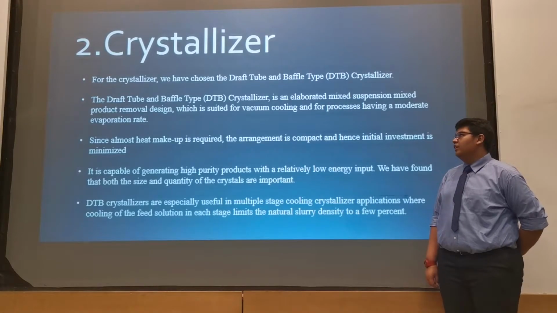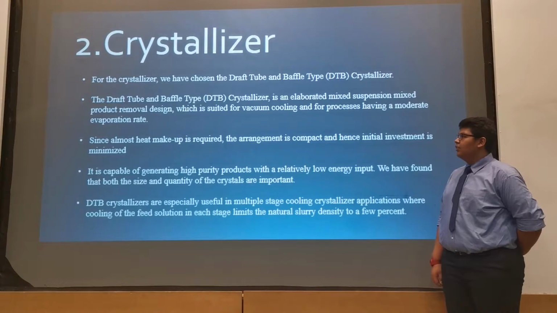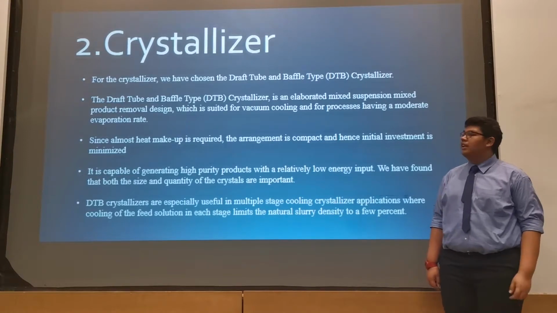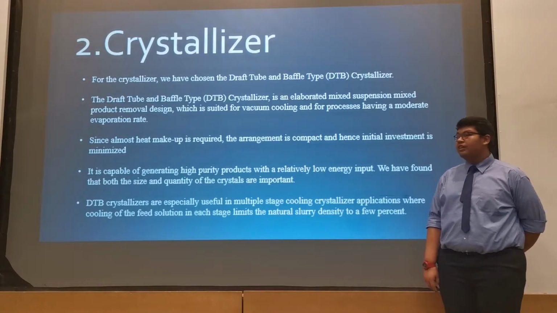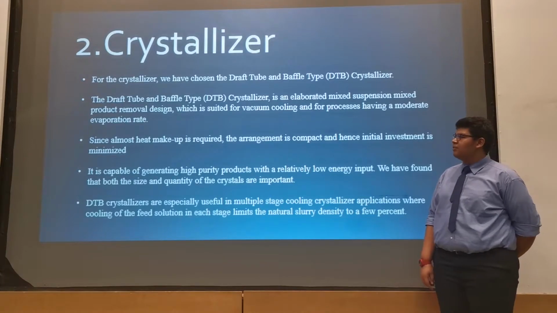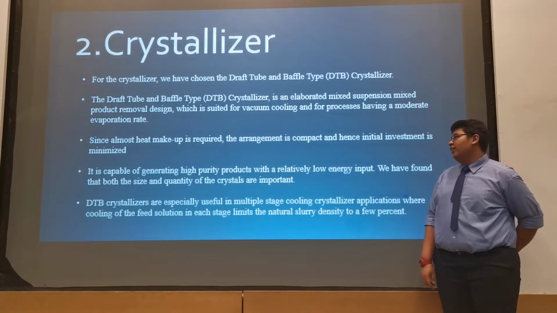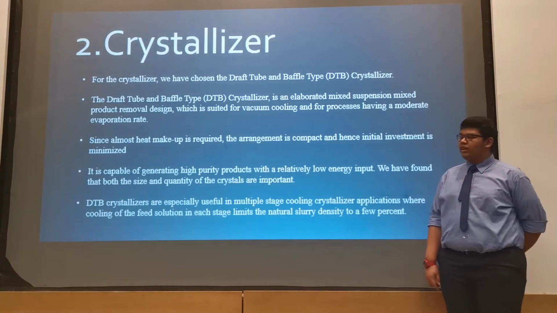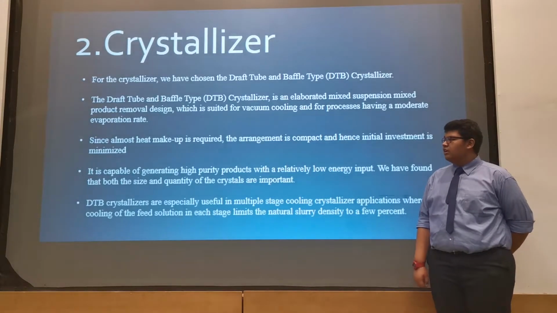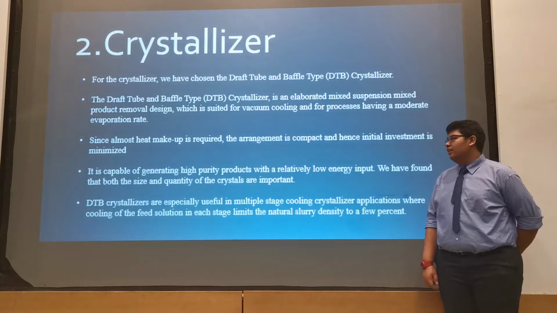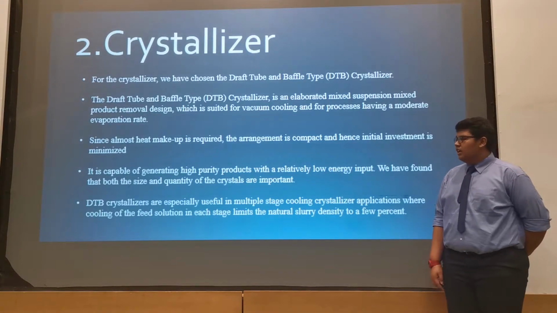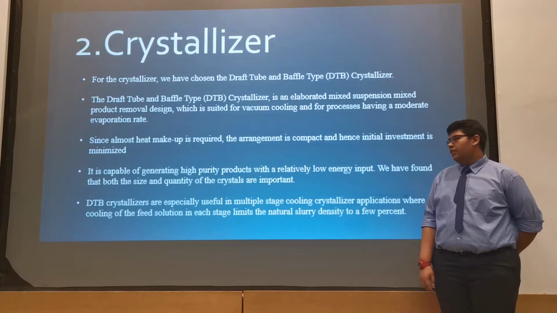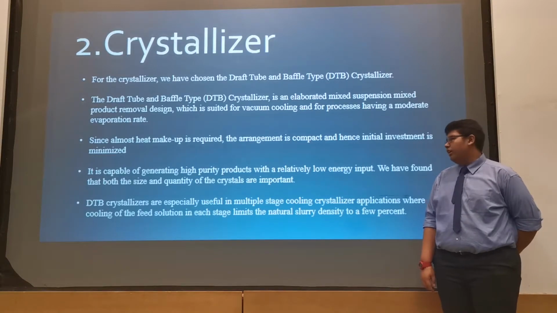Next, we move on to the crystallizer. For the crystallizer, we have chosen the draft tube and baffle type crystallizer. What is a draft tube and baffle type crystallizer? It is an elaborated mixed product removal design, which is suited for vacuum cooling and for processes having a moderate evaporation rate. Since almost no heat makeup is required, the arrangement is compact and hence initial investment is minimized. It is capable of generating high purity products with relatively low energy input.